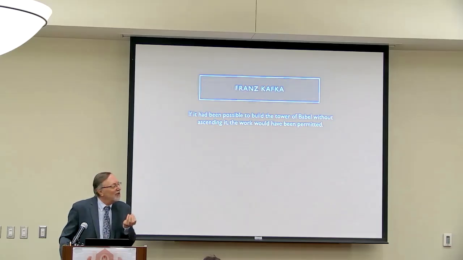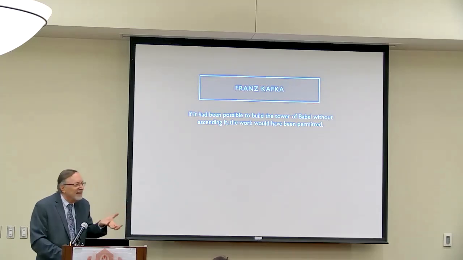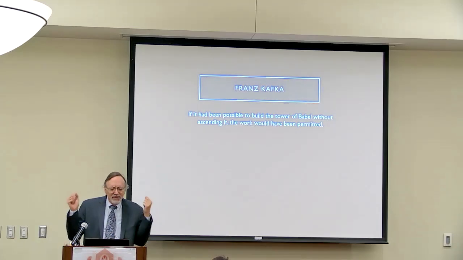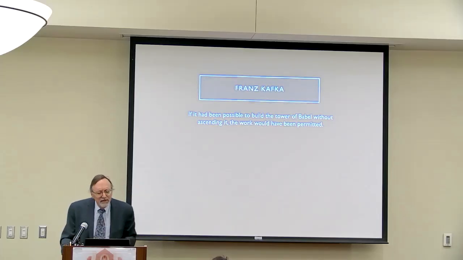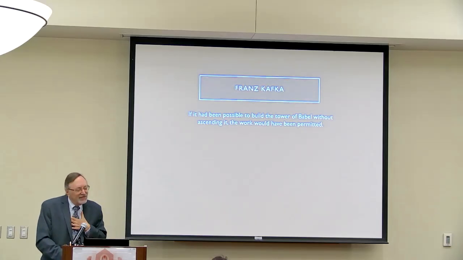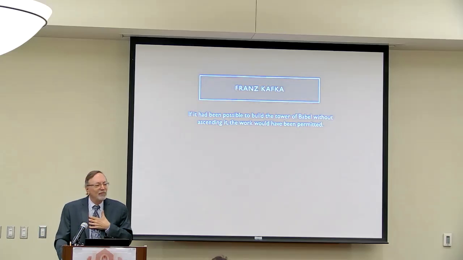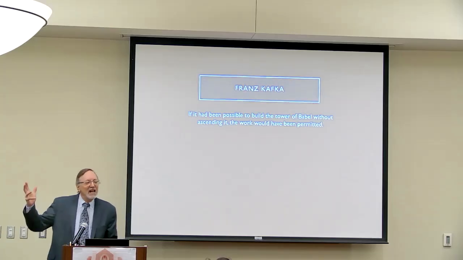There's subtlety in the story that I think, with certain modern perspectives, we can see that are really there but maybe haven't been seen before. Kafka has this nice thing, the paradoxical quality of some of the things going on in the story. He said he was trying to write these kind of biblical parables. He said if it had been possible to build the Tower of Babel without ascending it, the work would have been permitted. Now that's a little weird, because how could you build something without ascending? But I think he's right.